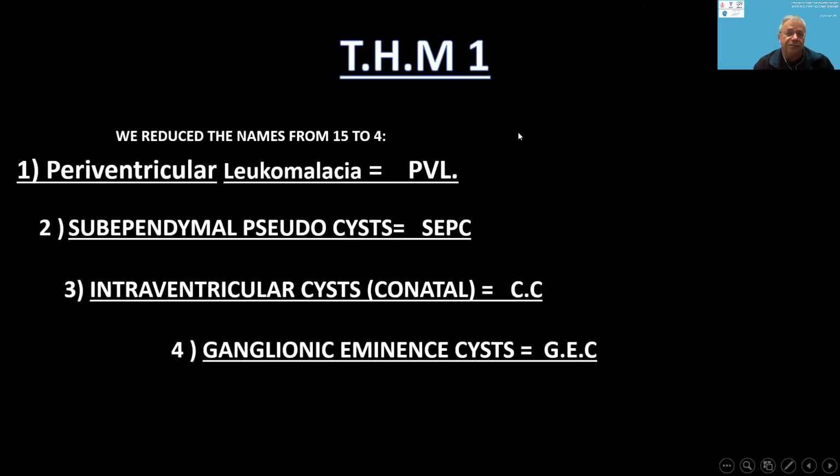My first take-home message: we reduce the names from 15 to 4 more functional ones: PVL, subependymal pseudocyst (SEPC), intraventricular cyst or conatal cyst, and ganglionic eminence cyst.